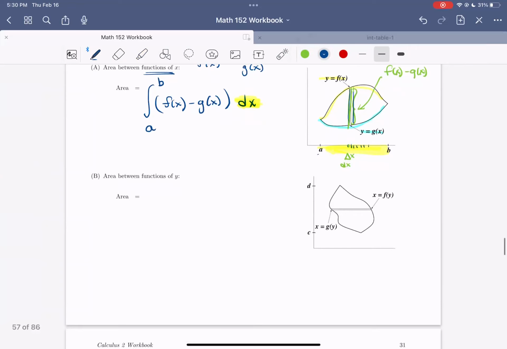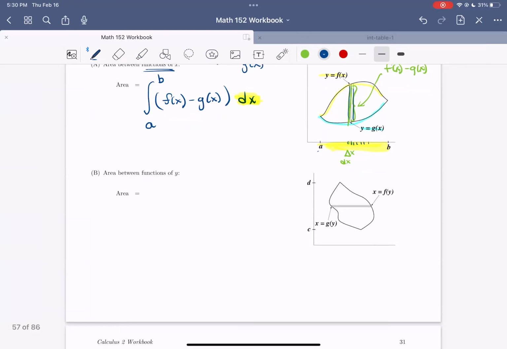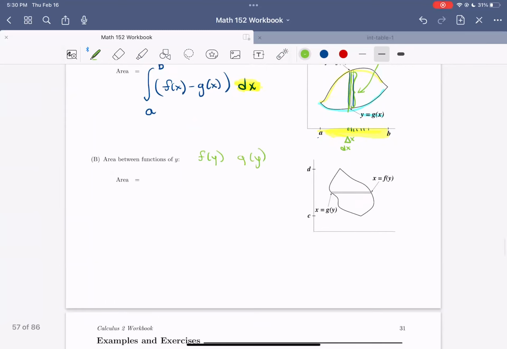All right, so now the second part, area between two functions of y. Recall functions of y look like our input now is y. So f of y, g of y. If we're looking at the area between two functions of y, that means our input is on the y-axis. So if we look at a little helper rectangle, we're doing changes in y, or d of y. So we'll have a d of y in our integral.